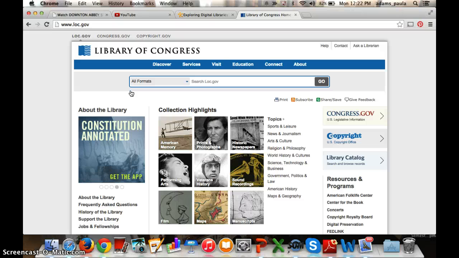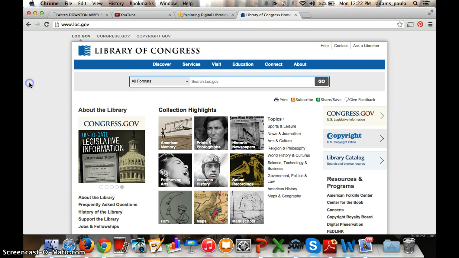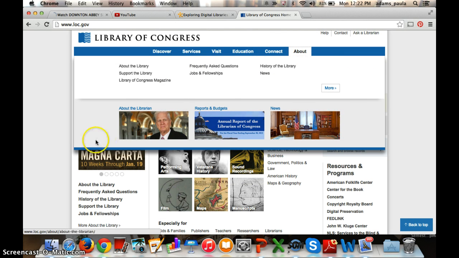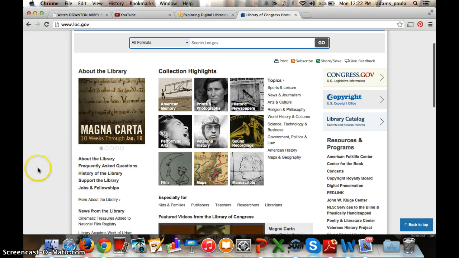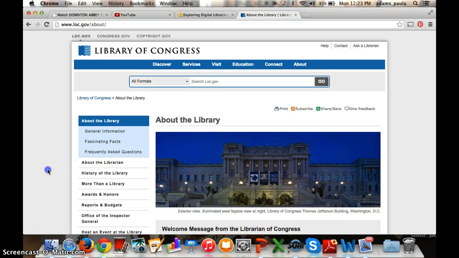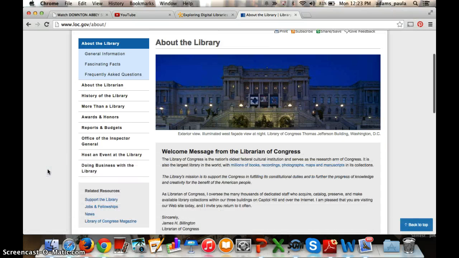The Library of Congress does exist as brick and mortar, and if we go to the About link here, you will find information about the Library of Congress. You can also get to that link over here to the left about the library. So if you click that, I'm going to leave it up to you to read through this information concerning the library. And as you see here, this is a picture of the Library of Congress, which is located in the nation's capital, Washington, D.C. This is the National Library of the United States.